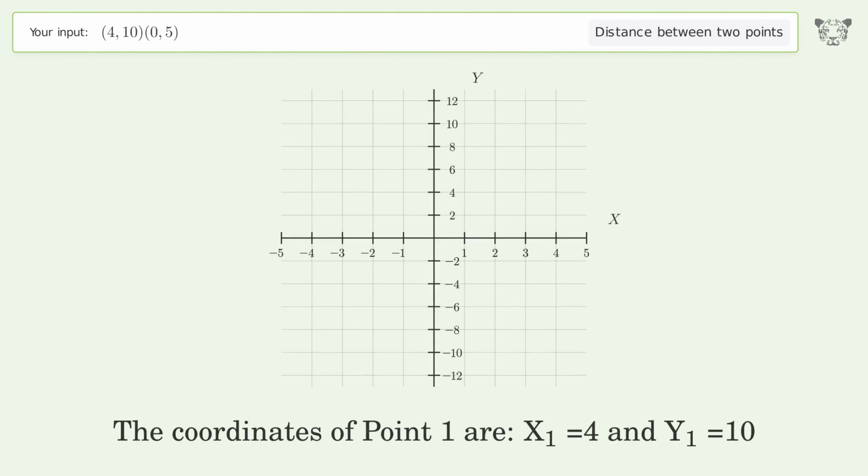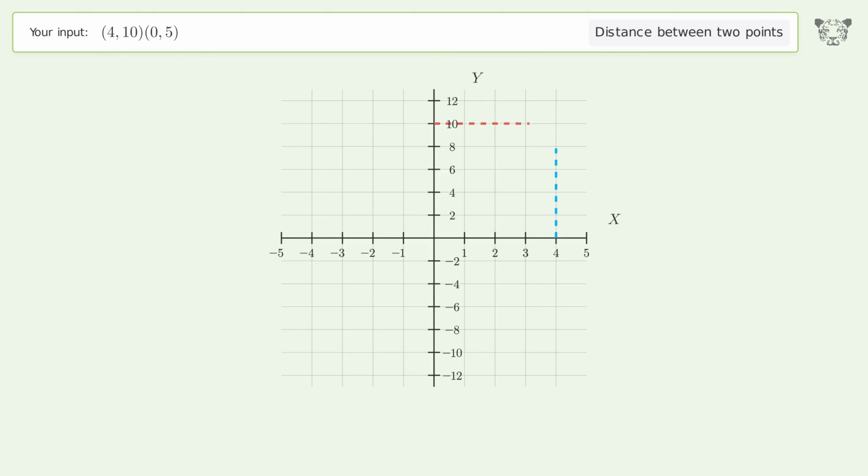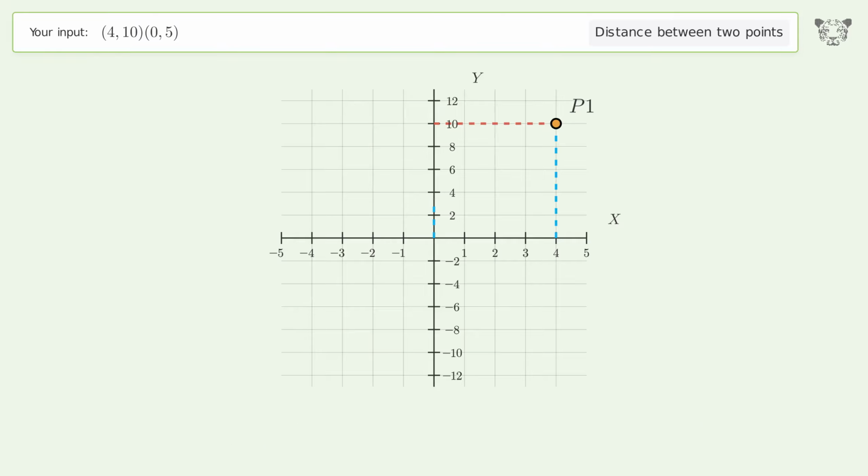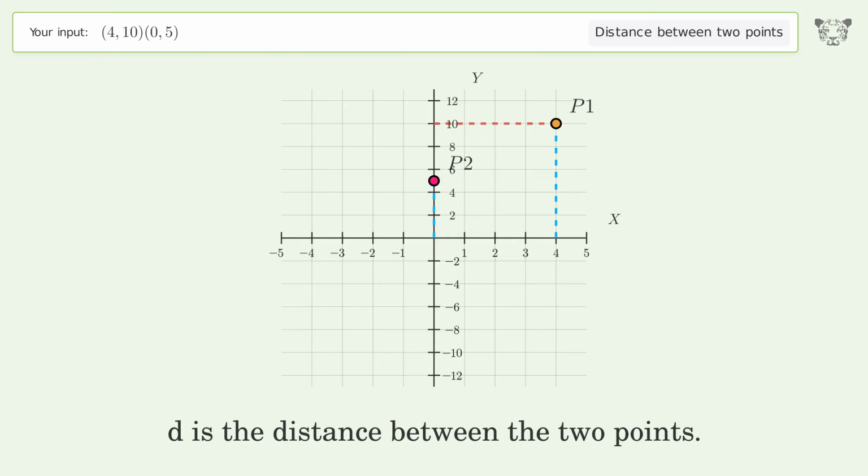The coordinates of point 1 are x1 equals 4 and y1 equals 10. The coordinates of point 2 are x2 equals 0 and y2 equals 5. D is the distance between the 2 points.